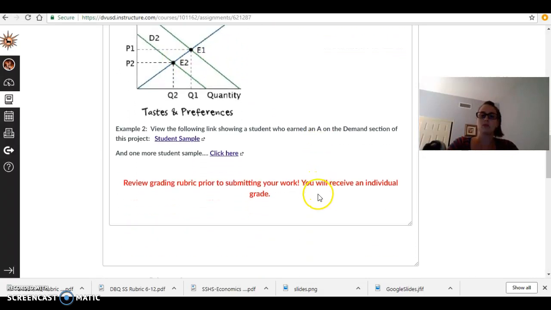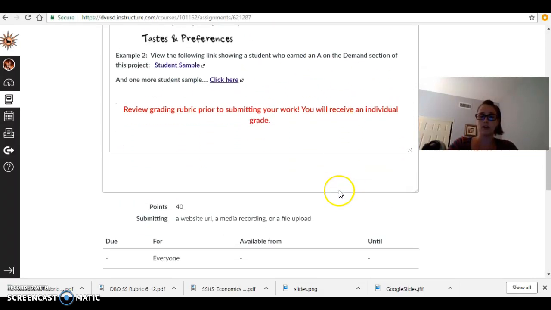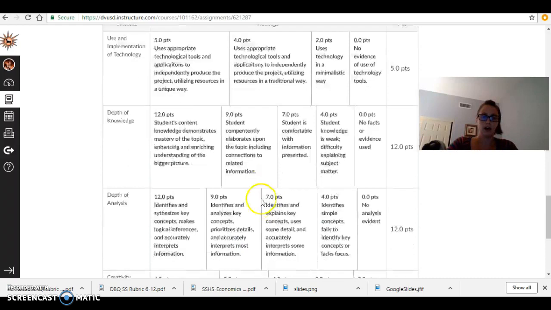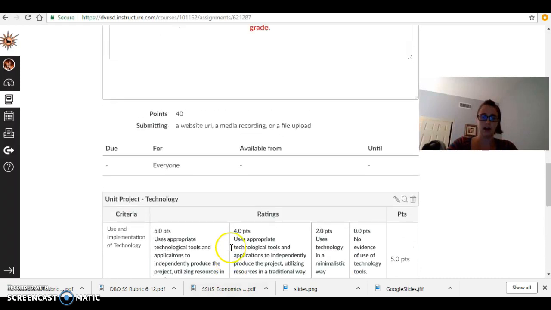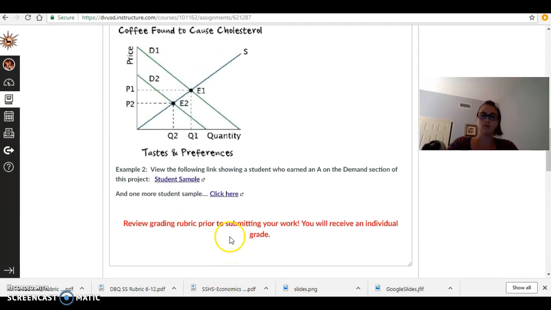Okay, so review your grading rubric prior to submitting your work. Take a look down here again at your special grading rubric. You do receive only an individual grade for this, so do not worry if something happens with your partner. Your grade is your own grade.